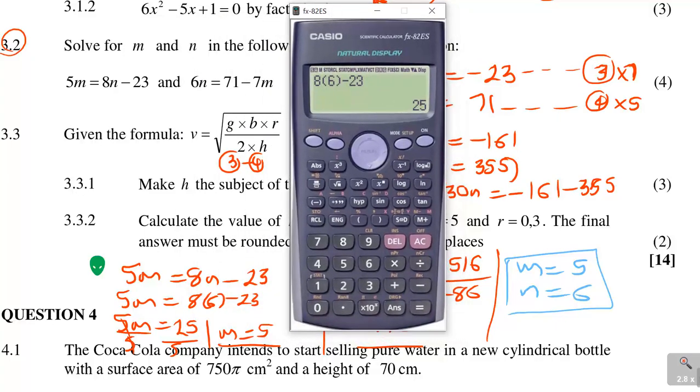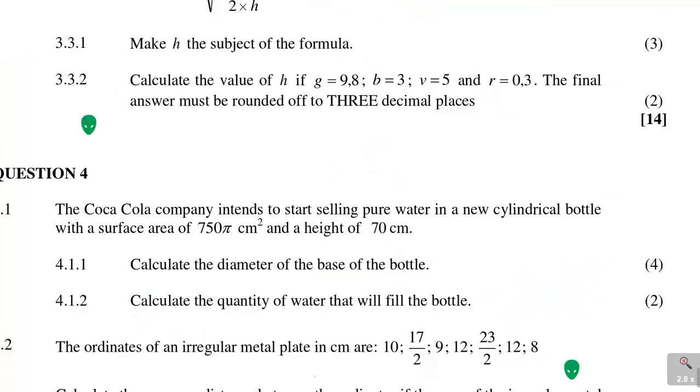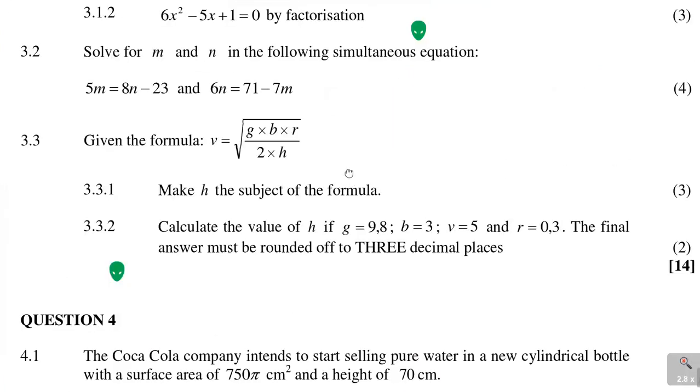Let's test the other one. 6n, which is 6 times n is 6, is 36. Now 71 minus 7 times 5, my m is 5, I must get 36, which is correct. So that's how I solve that question of simultaneous equations.